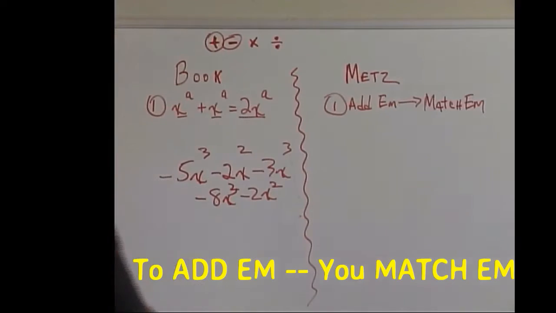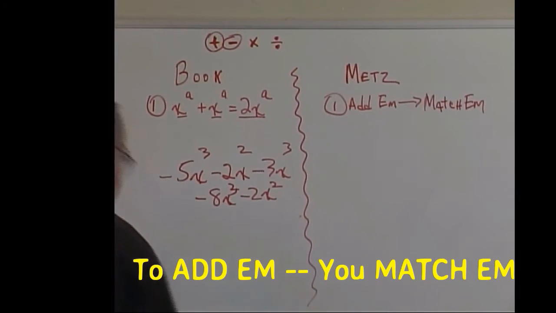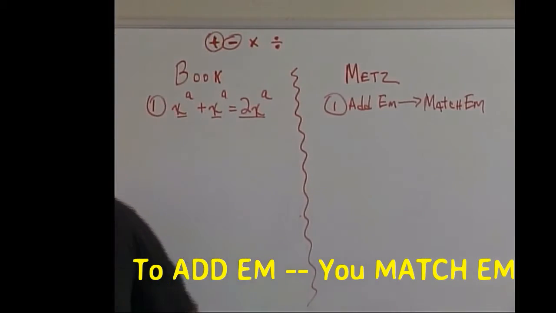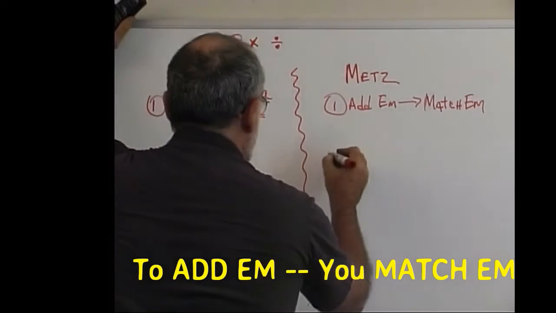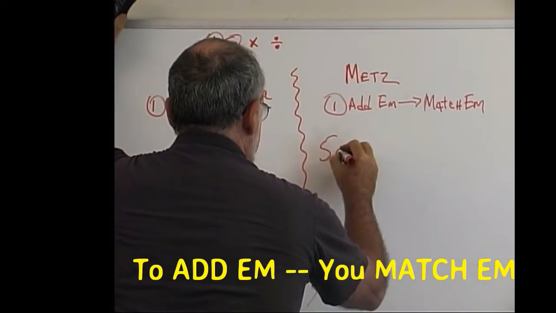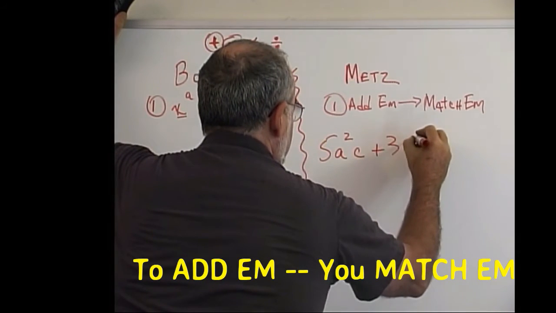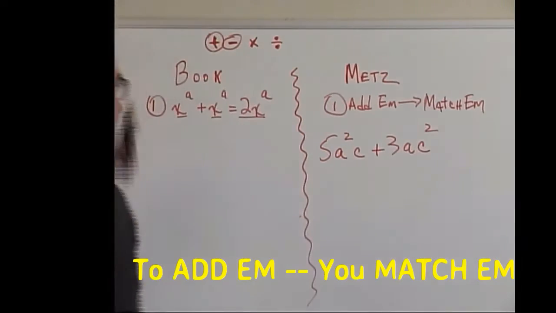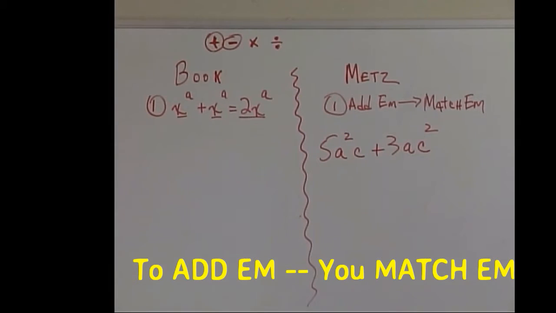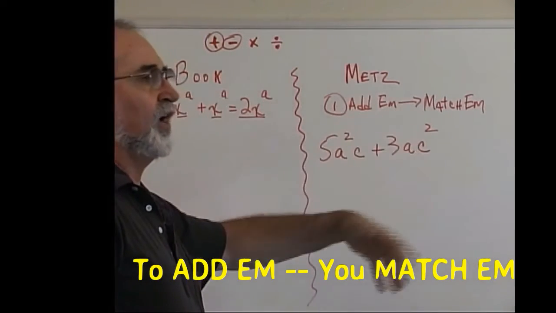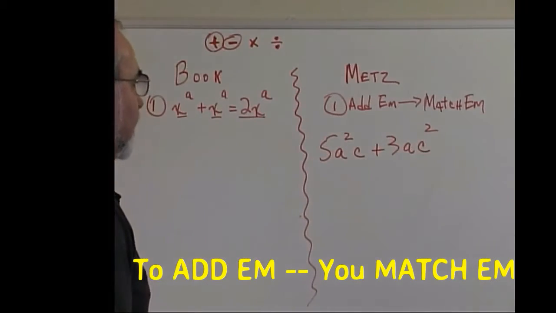Now, we already know how to do this, so let's barrel right through this without a lot of examples. Let's do one more. So let's suppose we had 5a squared c plus 3ac squared. And I say simplify. Can you add that up? Of course not, because a squared c and ac squared are not the same, so therefore you don't do anything to it.